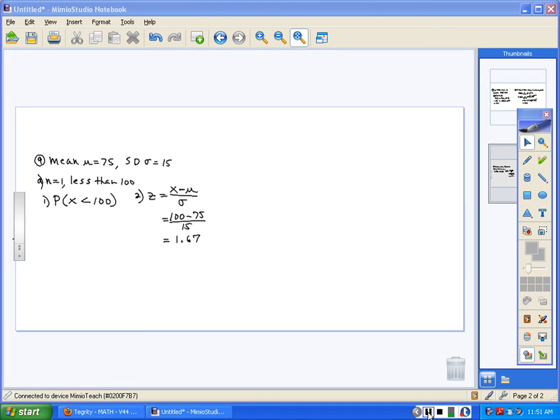Then we're going to go back and rewrite the question in the z world. So x changes to z, and 100 changes to 1.67. And I'm going to mark that here. X becomes z, and 100 becomes 1.67.